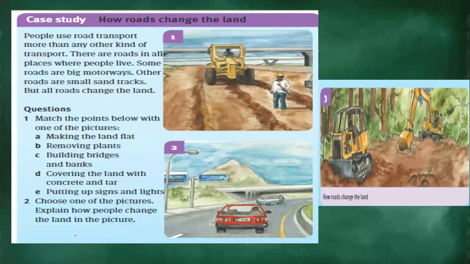Let's not waste time. Then number 2, I want 2 people to give me reasons. Choose one of these pictures here, and then explain how people change the land. I want 2 people, only 2, not more. Leletu. Choosing number 3, ma'am. Okay, you chose number 3 and?